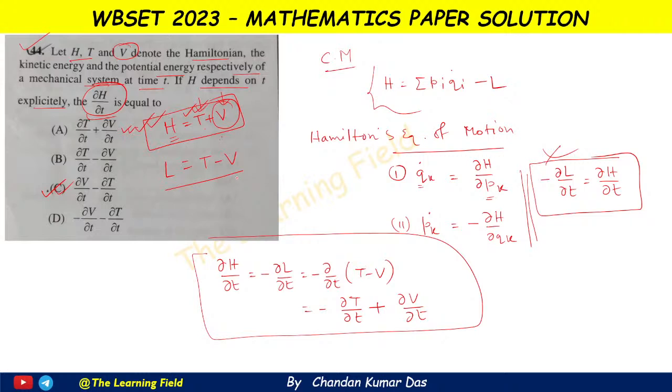Here it is not saying that V is independent of time or the system is conservative. So in general we solve this problem and the correct option is option number C.